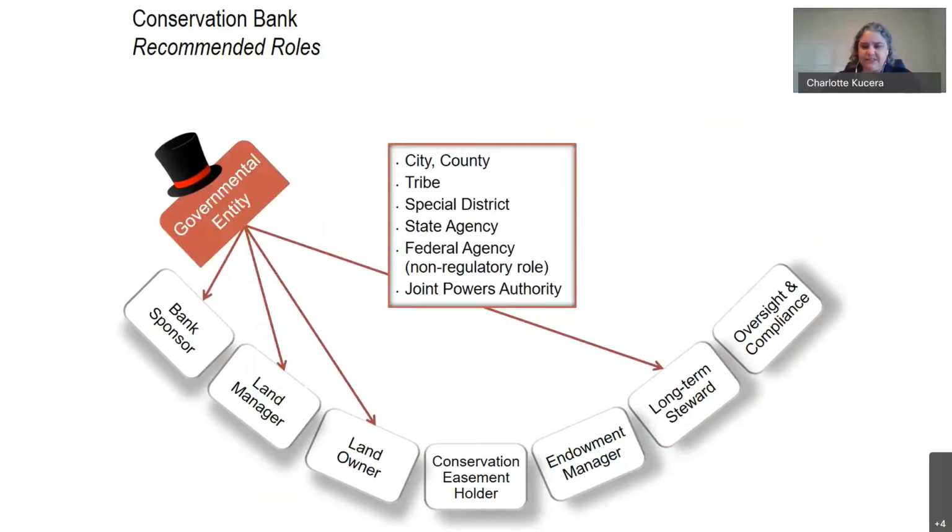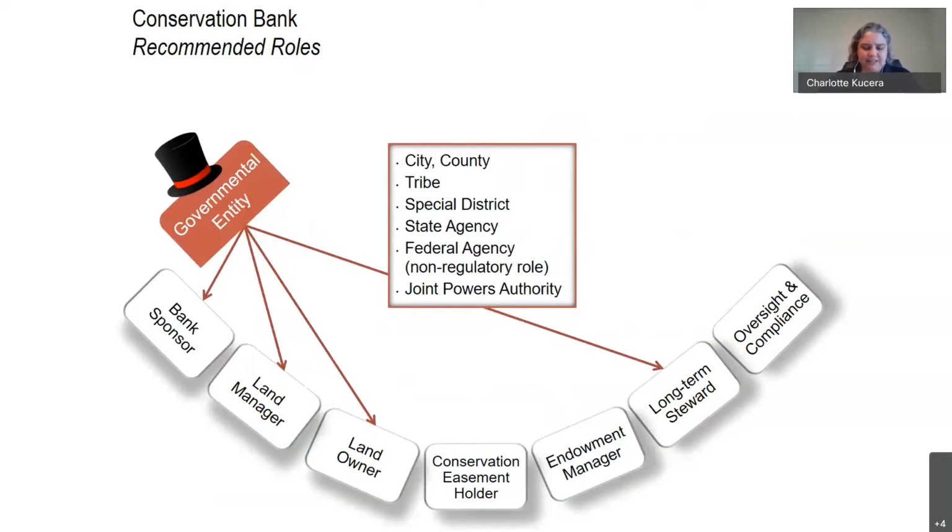For a governmental entity, in this case, that would be a city, a county, a tribe, could be a special district, a state agency, a federal agency in a non-regulatory role. Remember, the federal agencies in a regulatory role are going to be under compliance typically, or a joint powers authority. They could be the bank sponsor, the land manager, the landowner, or the long-term steward.